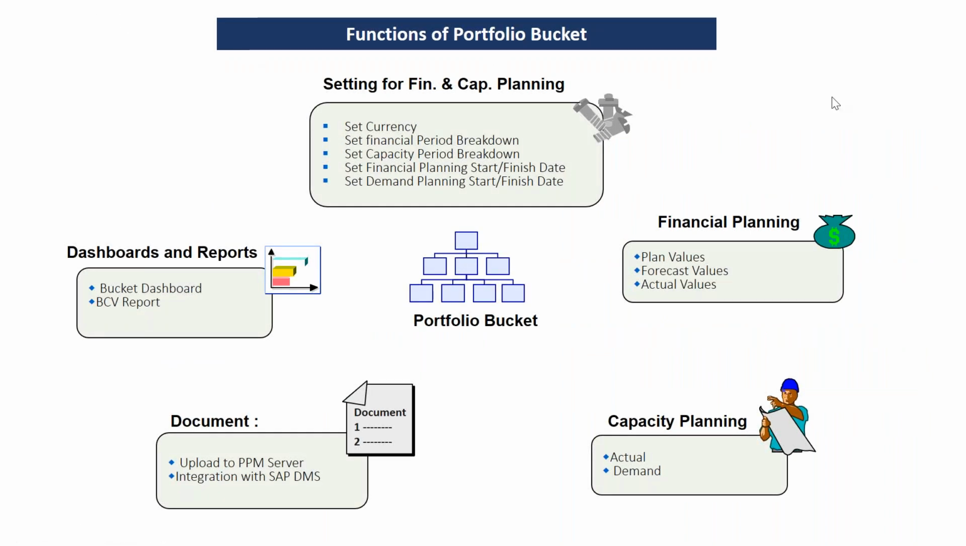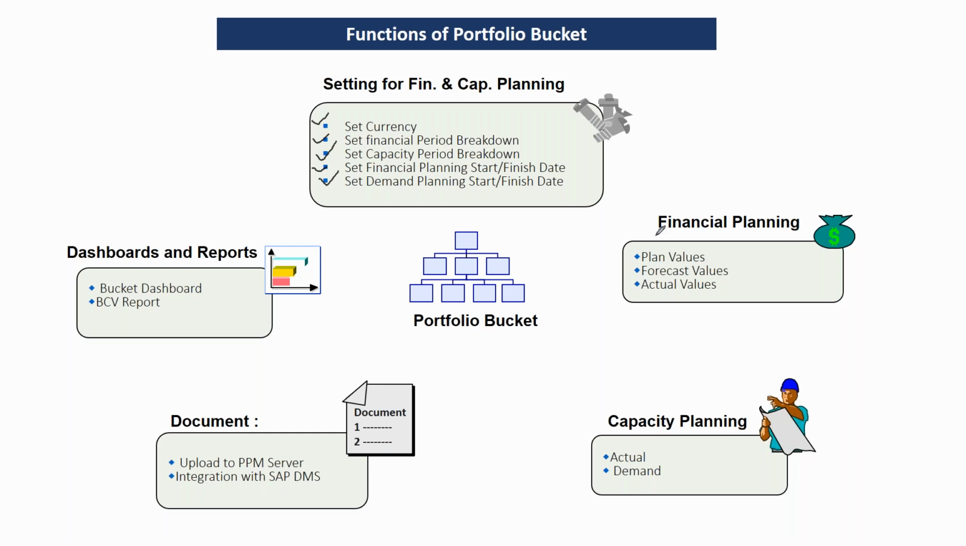Okay, so whenever you are going to create a bucket, first you need to set the currency. At the last level, an individual bucket can have a separate currency. Set the financial period breakdown, how you want to see your financial values, monthly or let's say yearly. Accordingly, you need to select the period breakdown, and then the bifurcation of financial and capacity values will be available here. Similarly for capacity. Set the financial planning start and finish date, and then set the demand planning start and finish date. This has to be defined here.